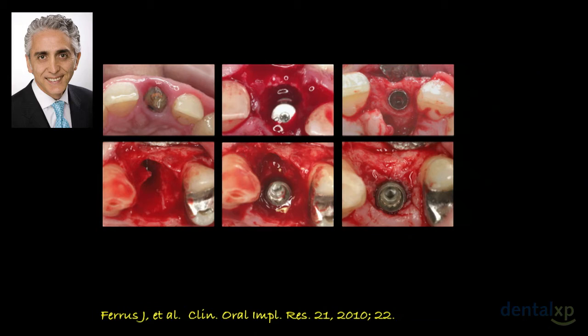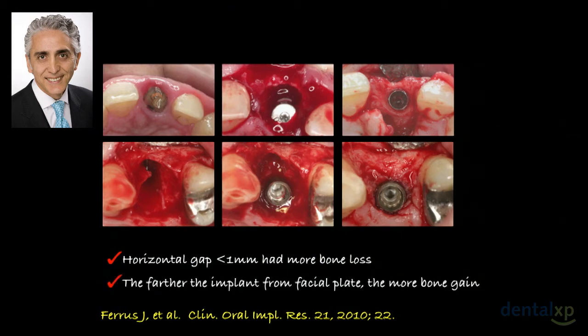There's the work of Mariano Sanz and his colleagues in Madrid, Spain, and they've done a lot of great work in the area of immediate placement. And in this particular study that was published in 2010, they determined that when the implants are placed too close to the facial plate, if they're placed within a millimeter of the facial plate, there's going to be more bone loss. So what they found is that the further you place the implants away from the facial plate, the more bone gain they observe. So implants need to be placed as far to the palatal or lingual as possible.